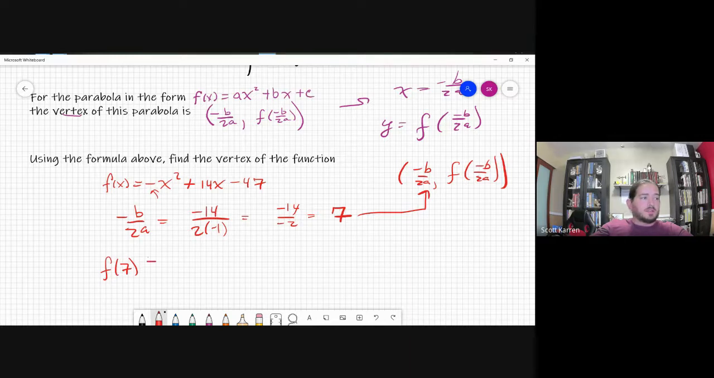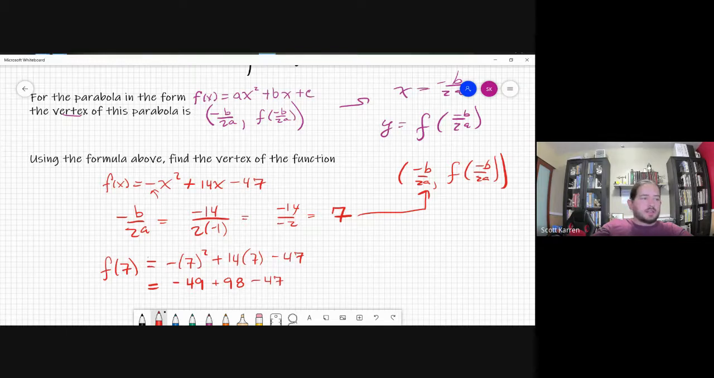So I just plug it in. This is negative 7 squared plus 14 times 7 minus 47. So 7 squared is 49. This negative is hanging out on the outside, so it doesn't participate in the squaring, so it's still there when it's all done. That gives me negative 49. 14 times 7 is 70 plus 28, so 98, right? And then minus 47, right?